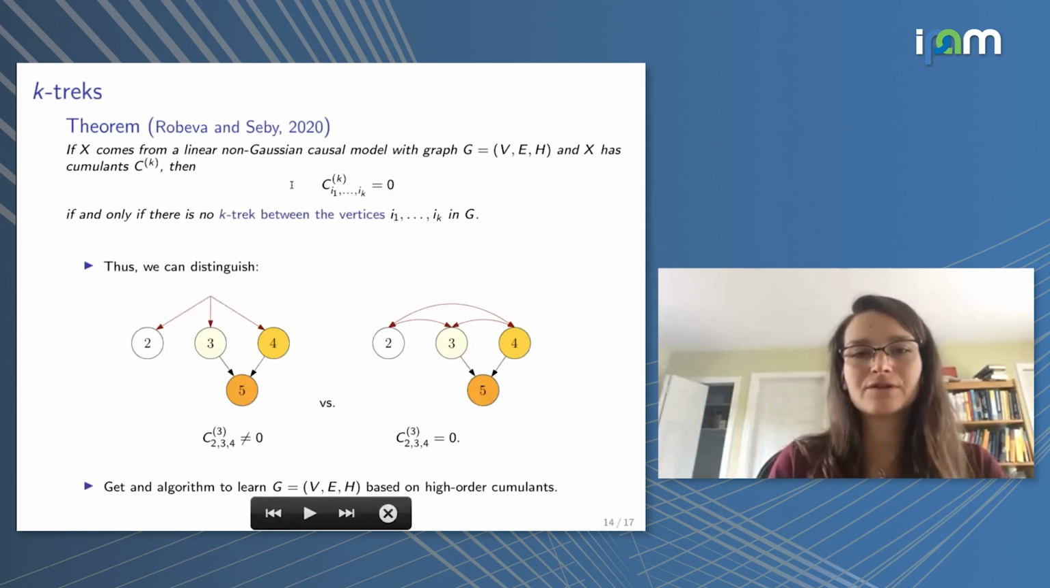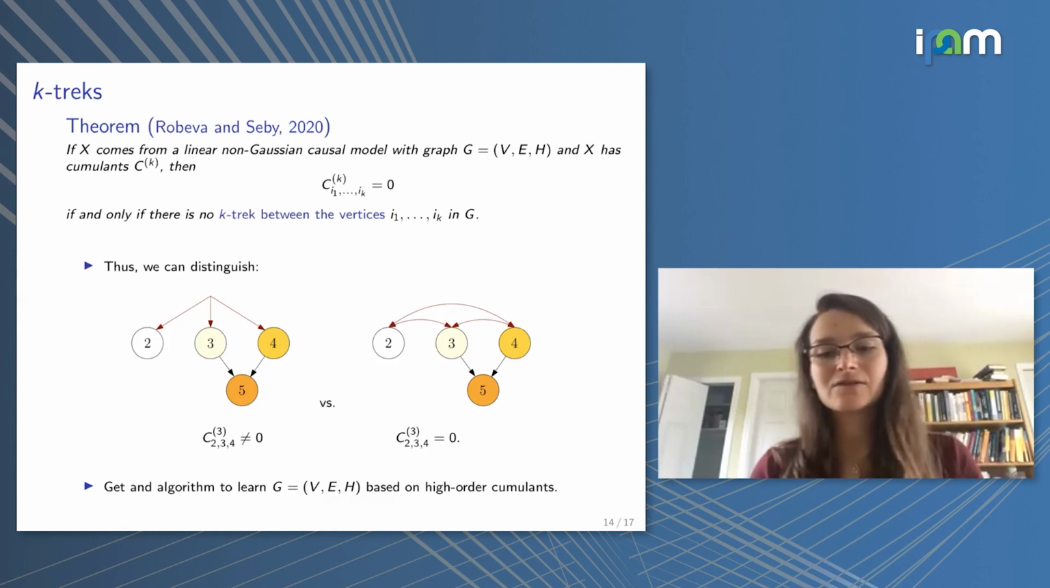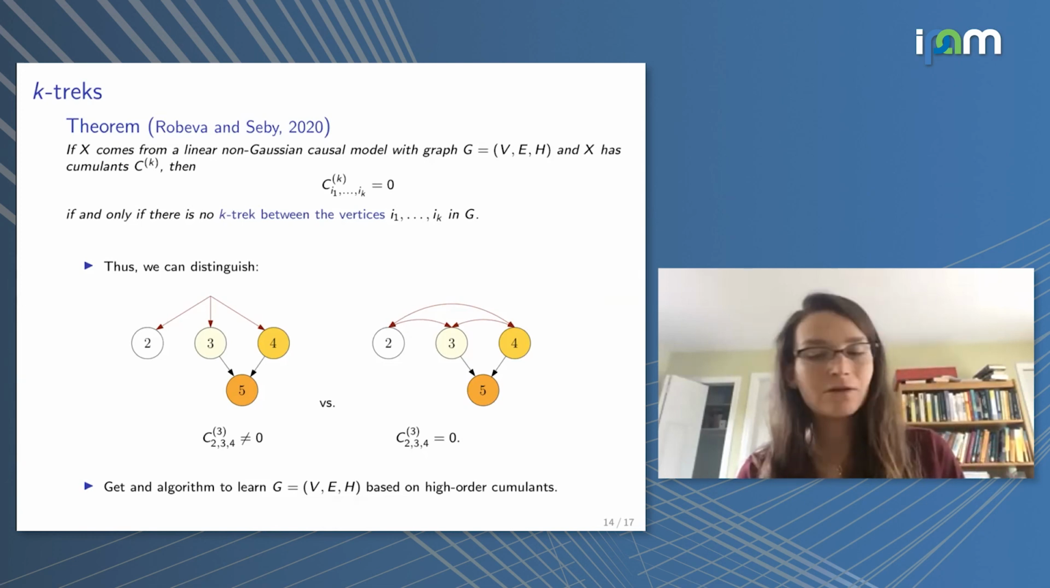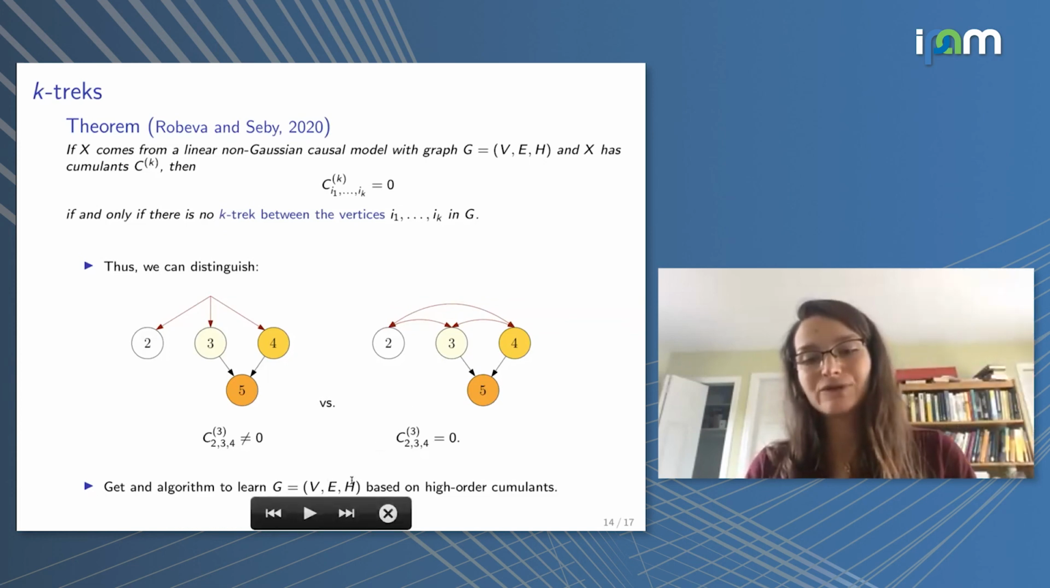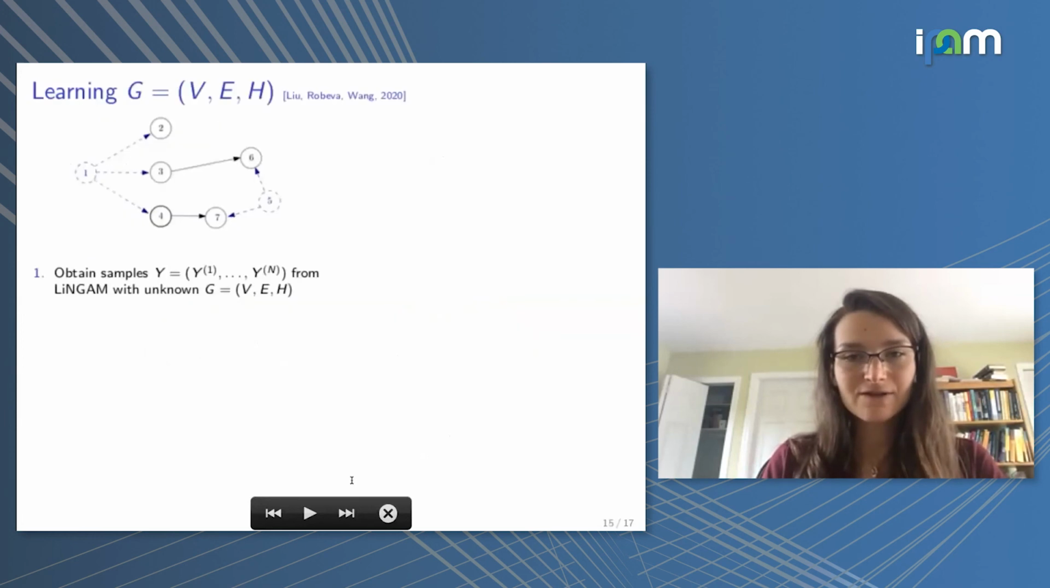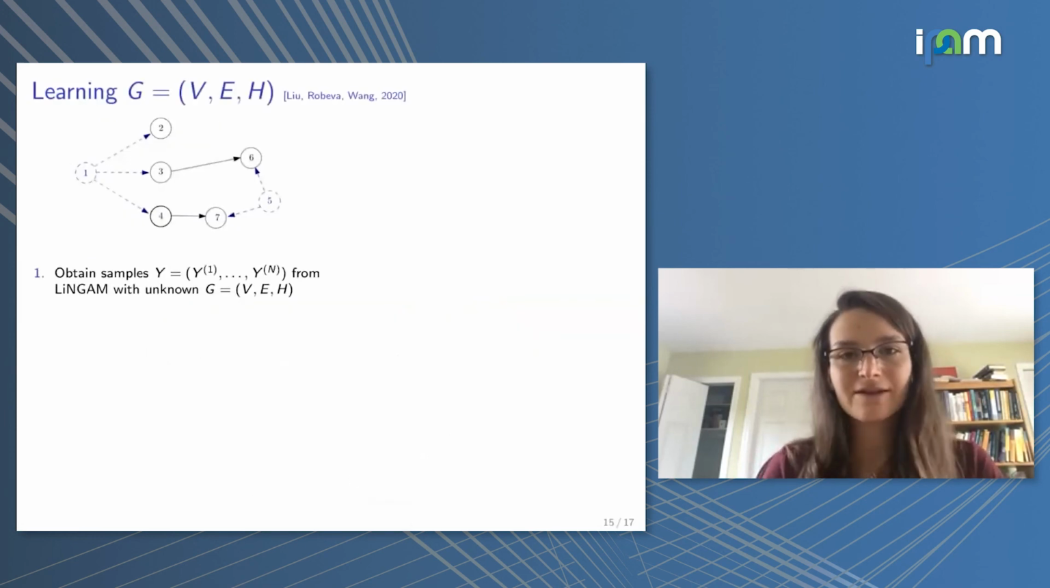And so here I just rewrote this theorem. So here are these two graphs again. And in the first case, the third order cumulant, entry 2, 3, 4, will be non-zero because there is a 3-trek between 2, 3, and 4, but it will be 0 in this case because there is no 3-trek between 2, 3, and 4 in this graph. And so this gives rise to an algorithm to learn a graph with directed and multi-directed edges. And this is basically the last thing I want to say.